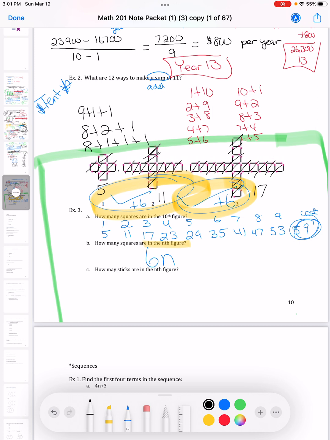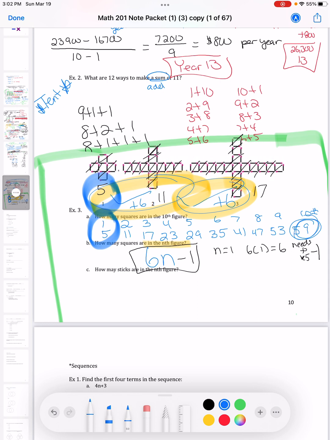What this tells me is if I plugged in 1 into my formula, 6n, the answer should be 6. But if we look back up here, the answer isn't 6, it's 5. So this really needs to be 5. You get 6 to turn into 5 by subtracting 1. So I get 6n minus 1.